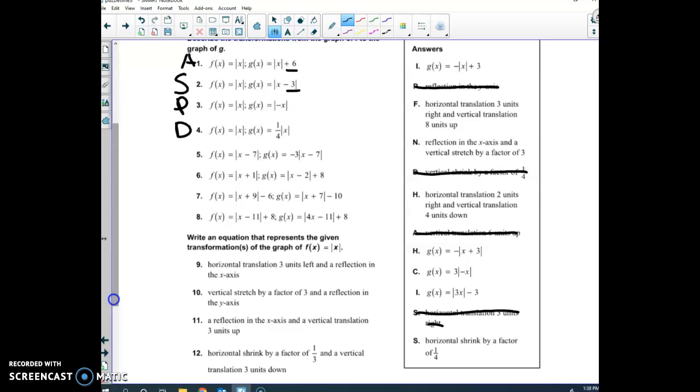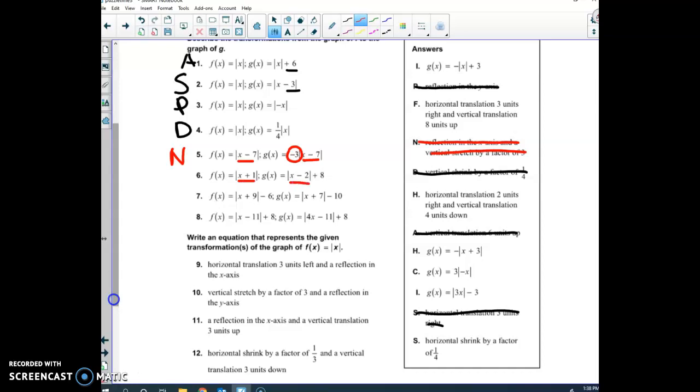5, 6, 7, 8 look a little tricky because now there's something else in front of them there. So here I have x minus 7, and here I have x minus 7. So really the difference between these two is this minus 3 on the outside. So with that minus 3 on the outside, again, since it's on the outside of the absolute value bars, we know it's going to be a vertical stretch, and then the minus makes it reflect. So I'm looking for a reflection over the x-axis and a vertical stretch by a factor of 3. So letter N.